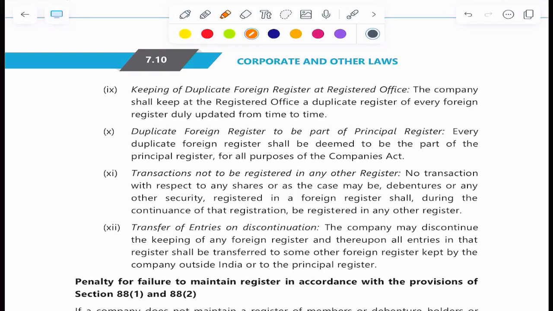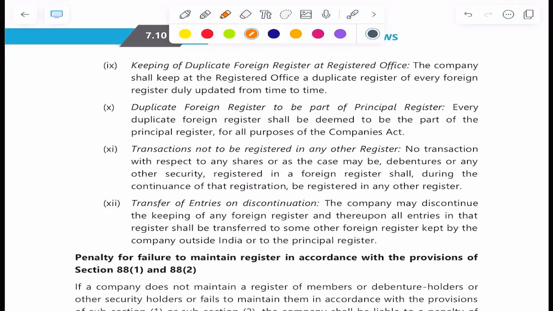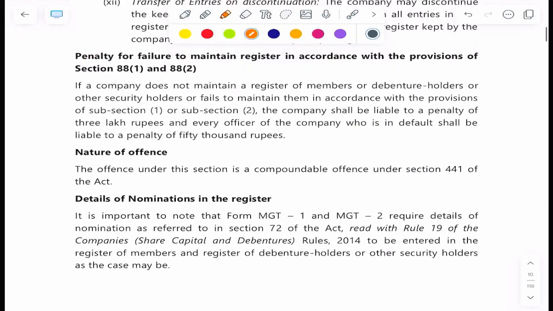Transaction not to be registered in any other register. No transaction with respect to any share or, as the case may be, debenture or any other security registered in a foreign register shall during the continuance of that register be registered in any other register. Transfer of entries on discontinuation. The company may discontinue the keeping of any foreign register and thereupon all entries in that register shall be transferred to some other foreign register kept by the company outside India or to the principal register.